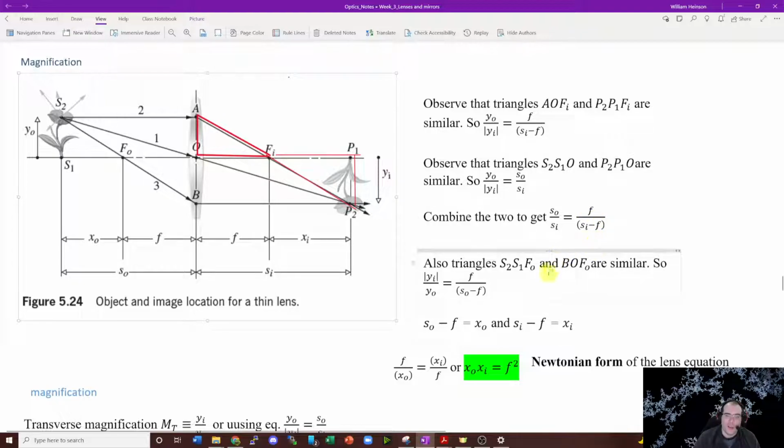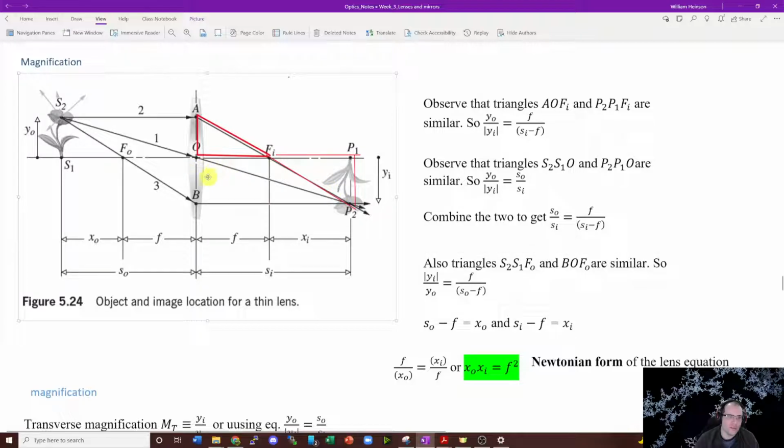Okay. And then a third triangle, right? Because let's keep going. Let's keep playing with this. So we know here we go S2, F1, focal point object. So this triangle here is similar to BO, F naught. So this triangle is similar to this triangle. This distance here is this height here, so we'll do this one. So we're going to do ratio of this over this.